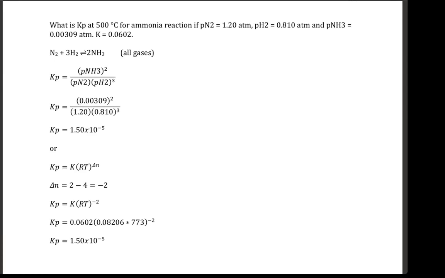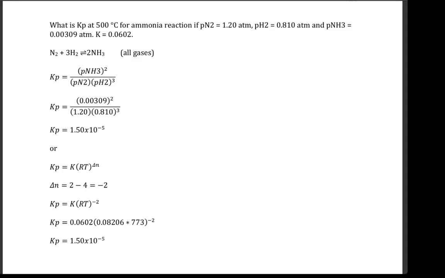Okay, here's a problem where we're working with Kp. What is Kp at 500 degrees Celsius for the ammonia reaction if the partial pressure of N2 at equilibrium is 1.20 atmospheres, the partial pressure of H2 at equilibrium is 0.810 atmospheres, and the partial pressure of NH3 at equilibrium is 0.00309 atmospheres? We're also told that K, that is the K involving concentrations at 500 degrees Celsius, is 0.0602.